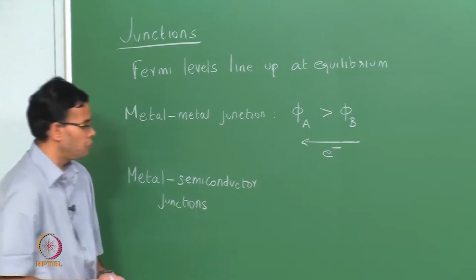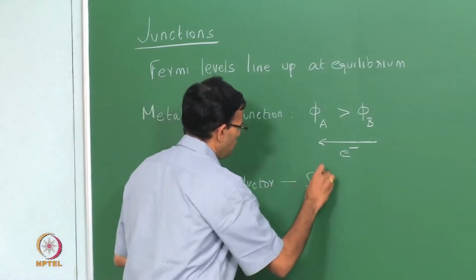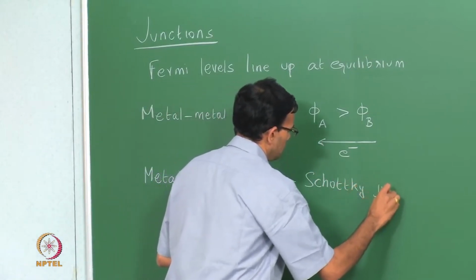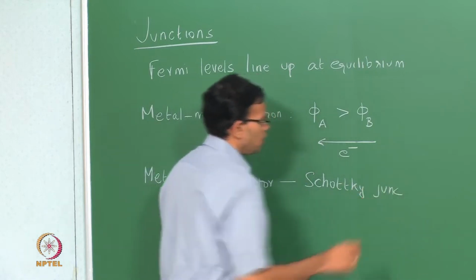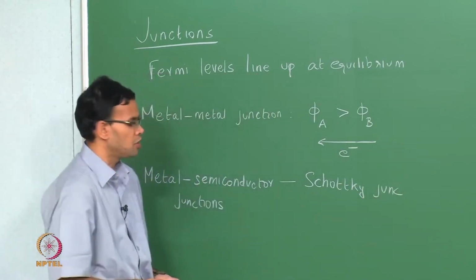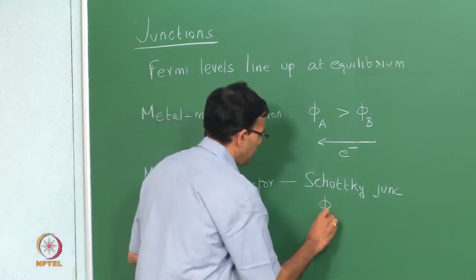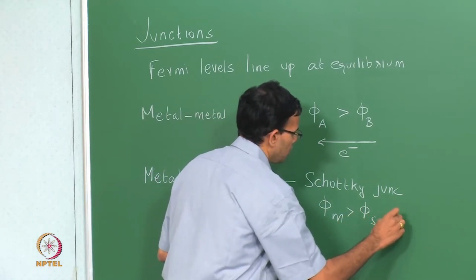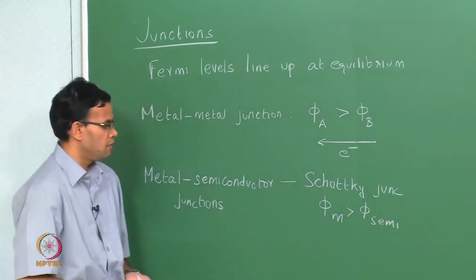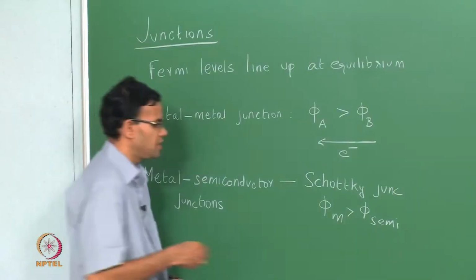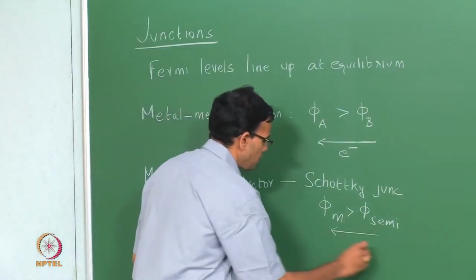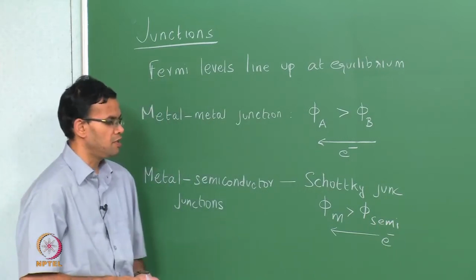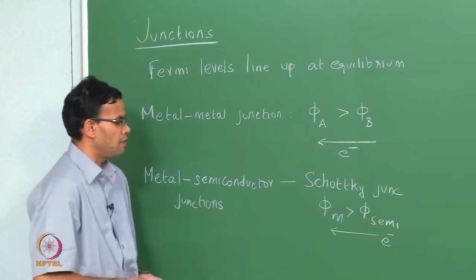And we saw that there were two types. The first one was called Schottky junction. So, this is a junction where the work function of the metal, we call it phi m, is greater than the work function of a semiconductor. In such a case, we found that electrons will travel from the semiconductor to the metal, and this will again create a depletion region in the semiconductor and a contact potential.